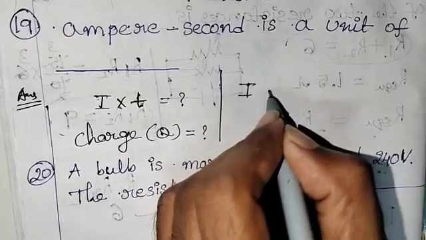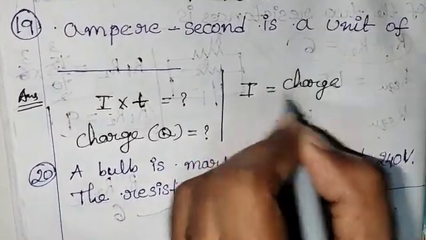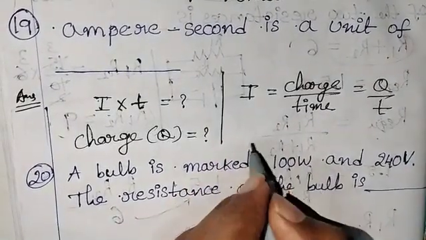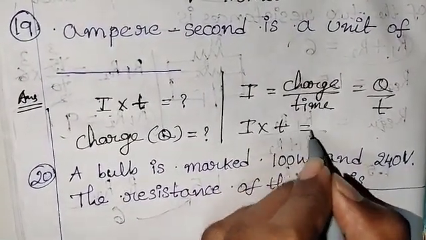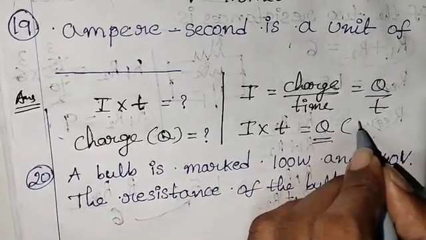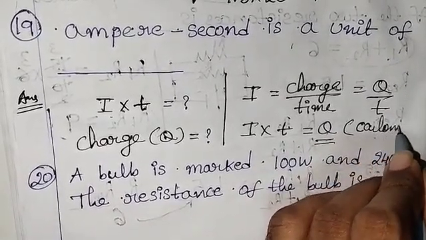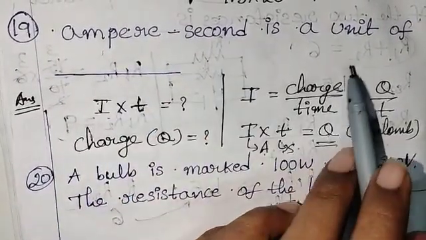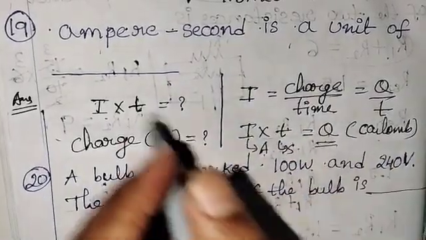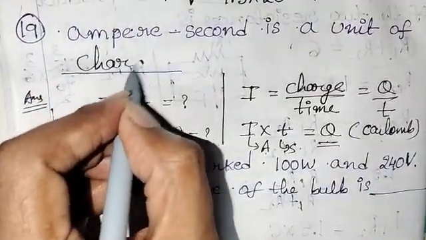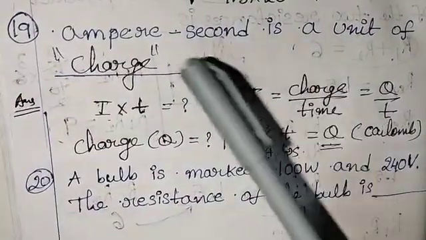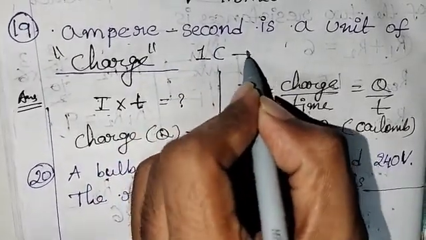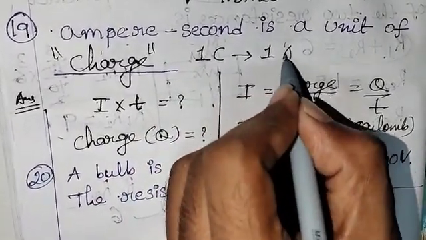So the current formula is what? Current is equal to charge by time, Q by T. Now transpose T. So I into T is equal to Q. Q means charge. Charge unit is coulomb, I unit is ampere, T unit is second. So ampere second is a unit of charge only, a unit of electric charge. So 1 coulomb is equal to 1 ampere second. So we can draw a conclusion: 1 coulomb is equal to 1 ampere second. Okay, fine.